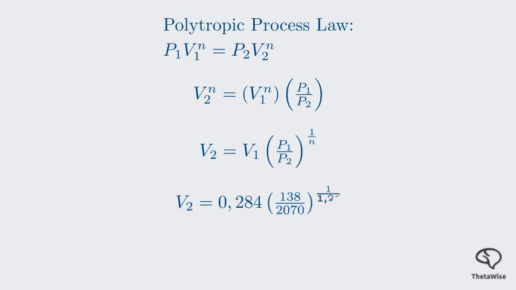Notice how we use the more precise value for V1 to ensure accuracy. Calculating this gives us the final volume, V2, of approximately 0.0325 cubic meters. So the volume has decreased significantly during compression. We have now successfully found both the original and final volumes.